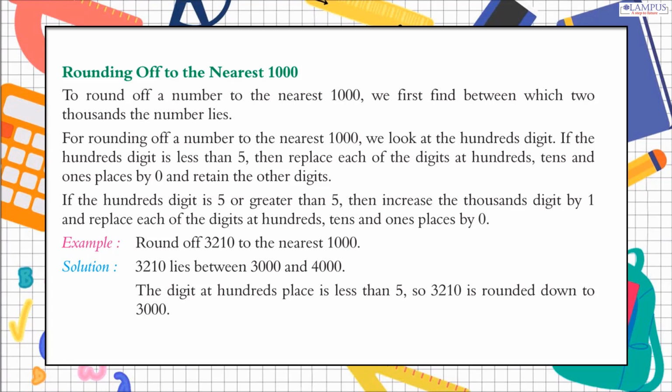Example: round off 3210 to the nearest 1000. Solution: 3210 lies between 3000 and 4000. The digit at hundreds place is less than 5, so 3210 is rounded down to 3000.